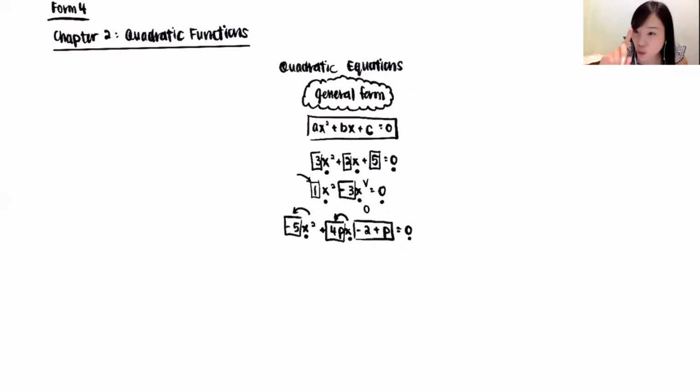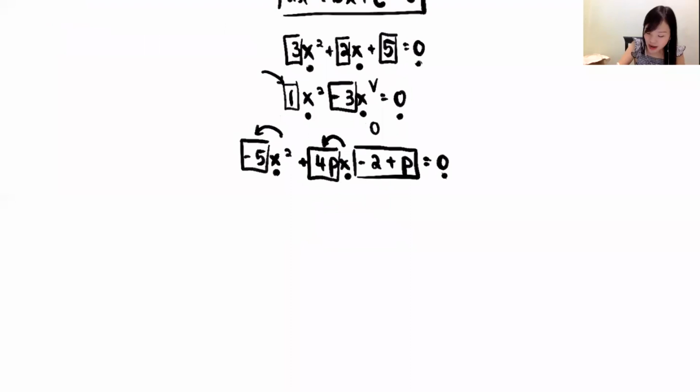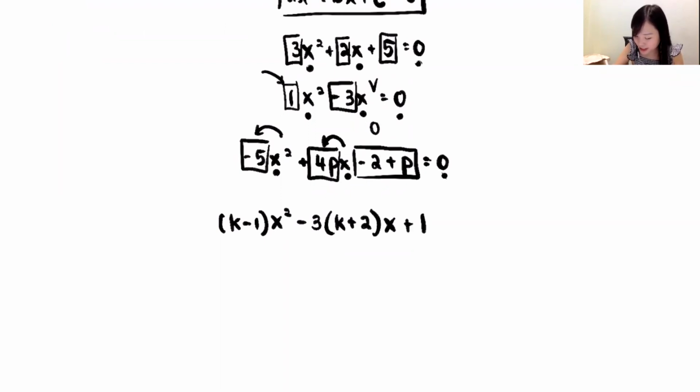Okay, give you one more, make it bigger. Let's say k minus 1 x squared, a bit harder, minus 3 bracket k plus 2x, plus k squared minus 3k plus 1, equals to 0. Guys, look at this one. Is this a general form?